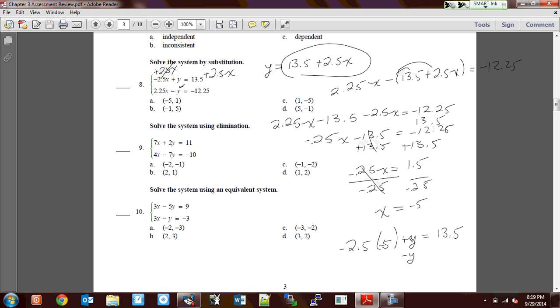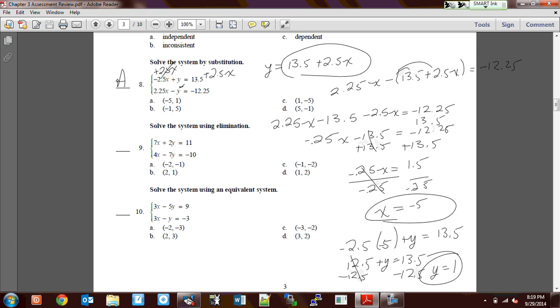Minus the y. No, it's not minus the y. Alright, let's see. This times negative 5 would be, twice would be 5, so 4 times would be 10, so this would be 12.5 plus y equals 13.5. Minus the 12.5, minus the 12.5, so y equals 1. All right, so y equals 1, x equals negative 5, so the answer is A.